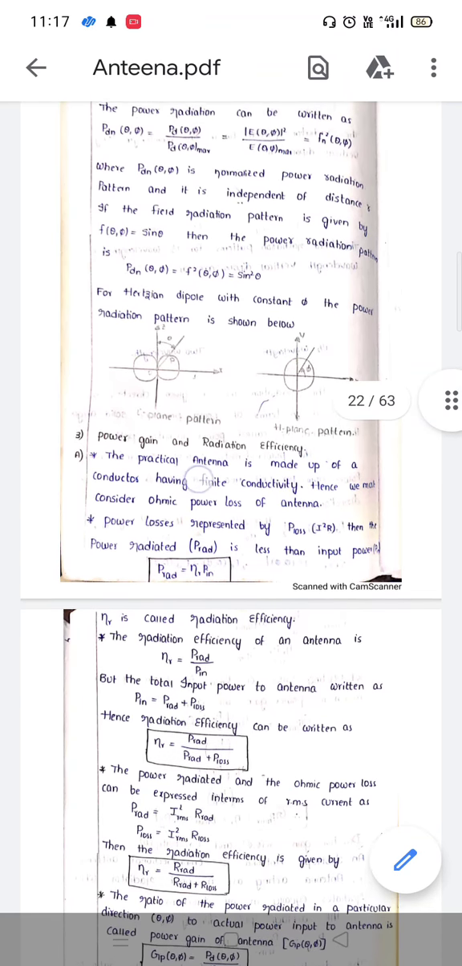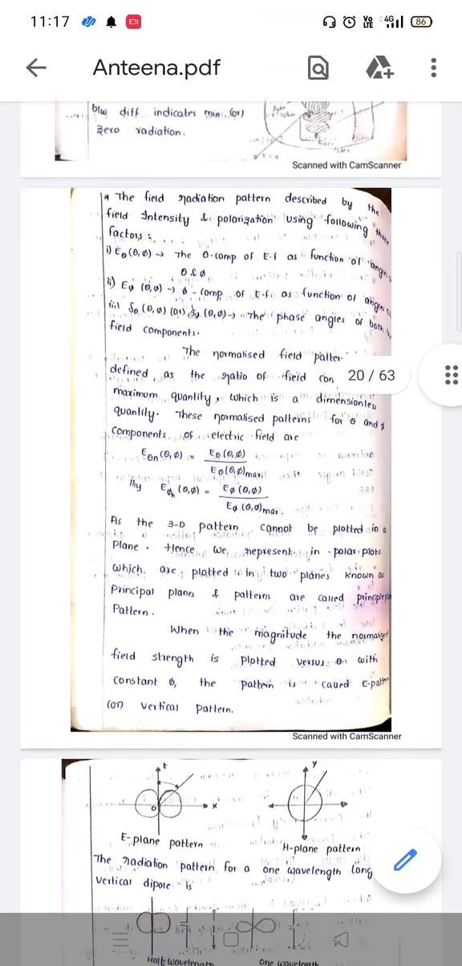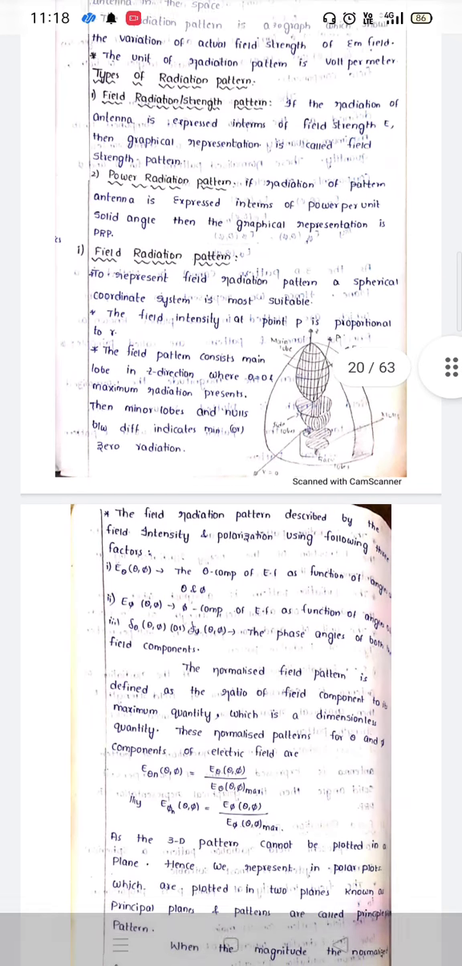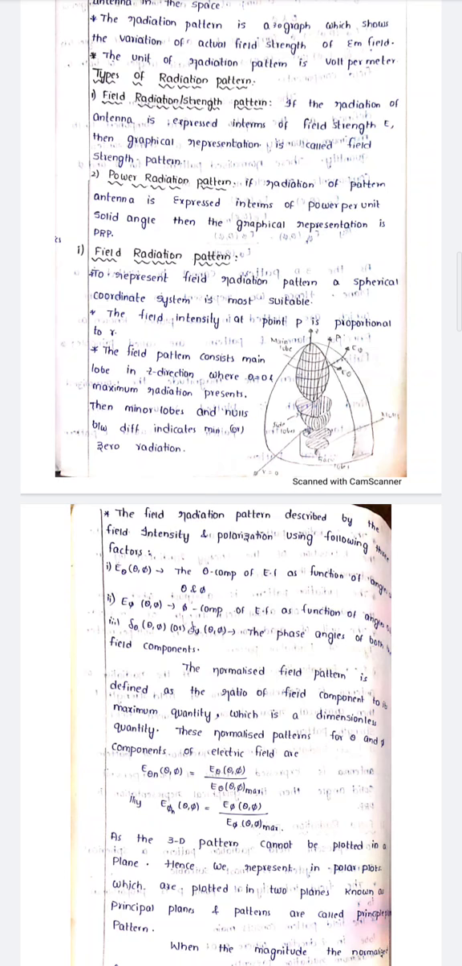In the previous class, we have completed the radiation patterns, which contain the field radiation pattern and the power radiation pattern. I explained in detail the field radiation pattern and power radiation pattern. We have completed that. Today, I am going to discuss the power radiation pattern.